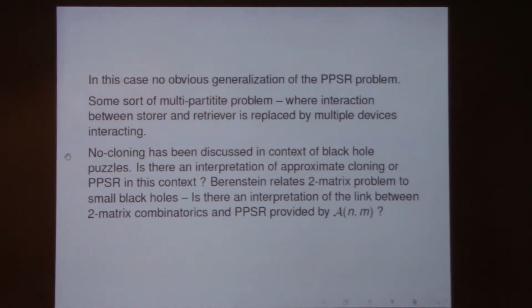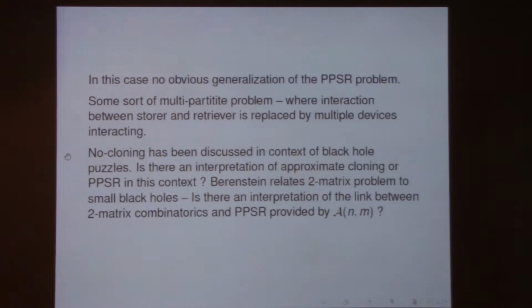So there is no obvious generalization of the perfect probabilistic storage retrieval problem, because the storage retrieval problem is something that involves two numbers. But there might be some sort of multi-partite version, where instead of two devices interacting, there might be multiple devices, where perhaps the same kind of identity can be used.